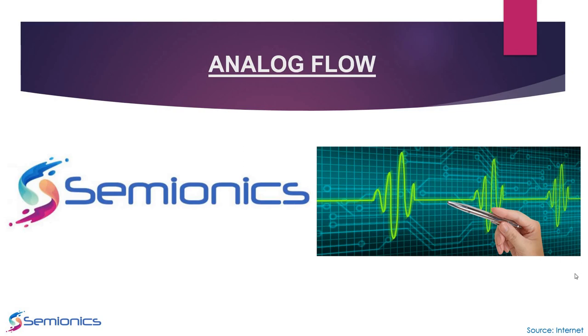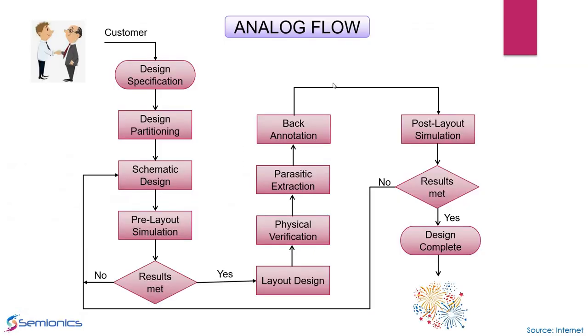Hello juniors, let's try and explain what analog flow is in the simplest way possible. As you can see, there is a whole flow chart starting from the design specification, which comes from the customer, and it has to go through the whole cycle until we finally reach the end of the design. Let's take each of these steps and try to understand how it is done.